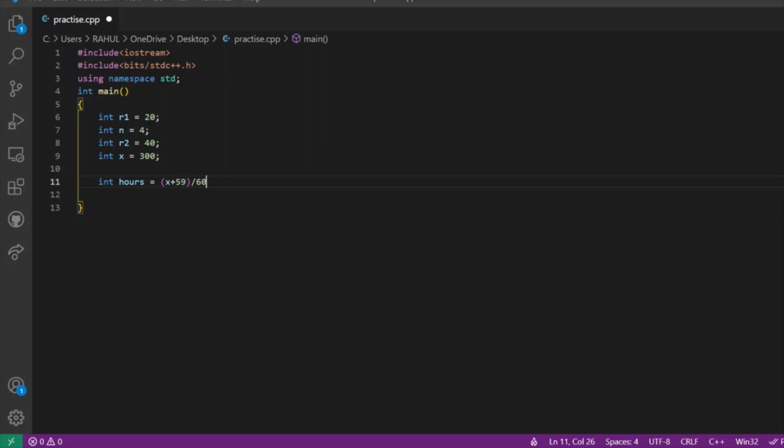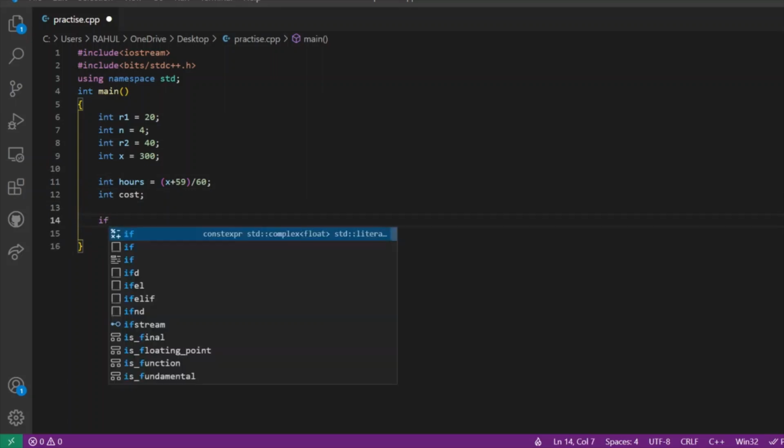So suppose our x is 1 minute. When we add it with 59, our total will be 60, and 60 divided by 60 is 1. So in this way we can get the ceiling of our value. And now we will make a cost variable which will finally store our cost value. And let's write the condition now.